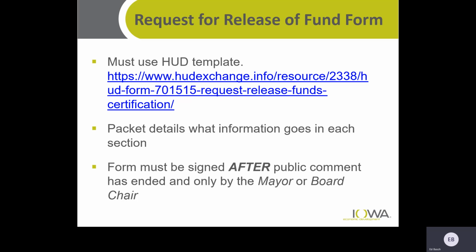So again, the request for release of funds form is 7015.15. It can be found at the HUD Exchange, and it's also on our website. We also have packets that detail information that goes in each section. The form must be signed after the public comment period has ended and must be signed by the RE's chief executive officer, being the mayor of a city or a board chair of a county. Okay.